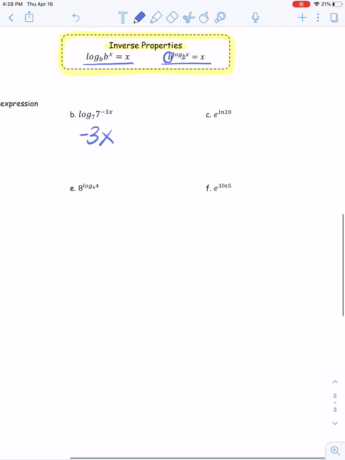Looking at part C, what is the base of the exponent? Well, if it's a natural log, it has a base of e. So this base, which is not written in, but we know it's e, and this base are the same, which means I just get the value of the exponent, which is 20. Or the argument of the exponent, excuse me.